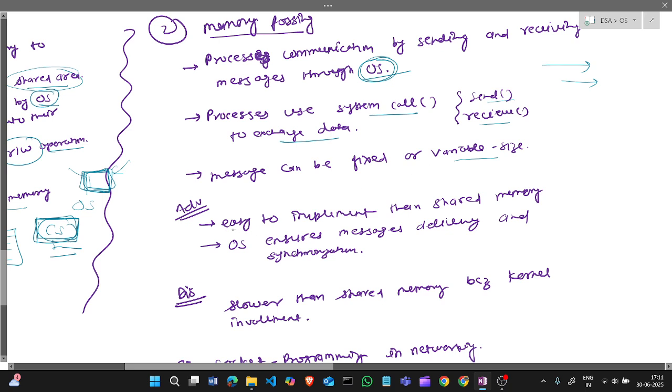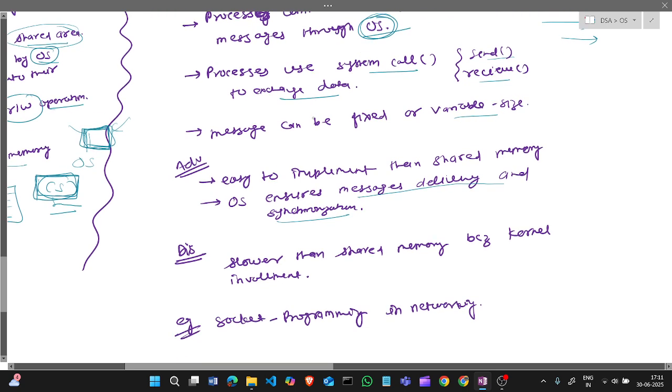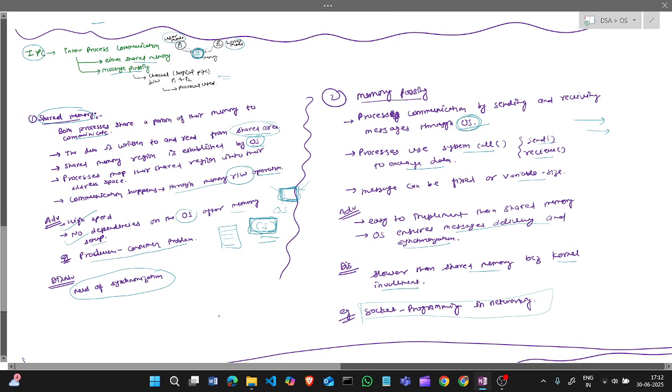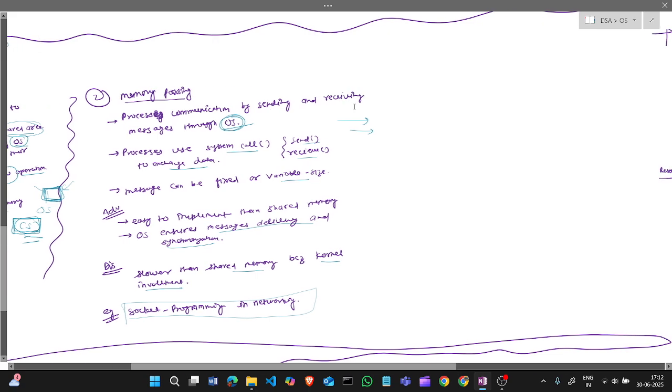The advantage of this is that it is easier to implement than shared memory. The OS ensures the message is delivered and synchronized, so we need not synchronize ourselves. The disadvantage is that it is slower than shared memory because of kernel involvement. An example is socket programming in networking. Okay, these are the two techniques to communicate: shared memory and message passing.